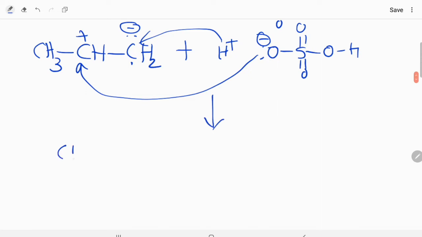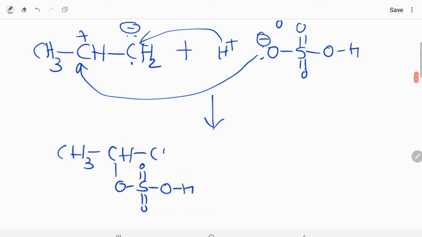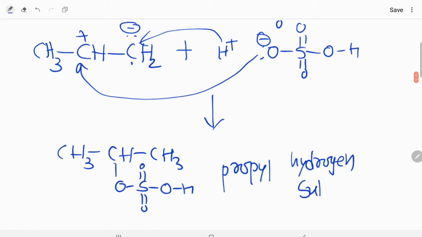So your answer will be something like this: CH3 CH, here oxygen having S, double bonded oxygen, here OH, here CH3. This one is known as propyl hydrogen sulfate. Now see, what you have learned till now was addition of sulfuric acid.